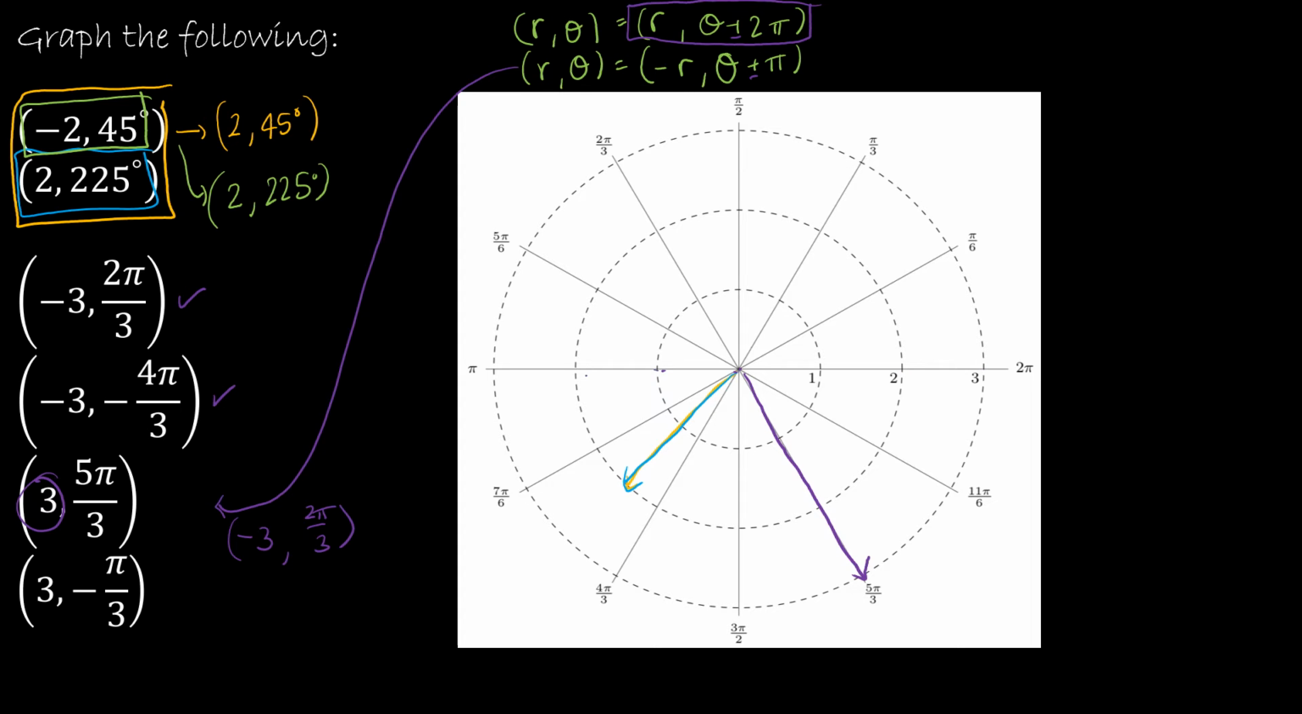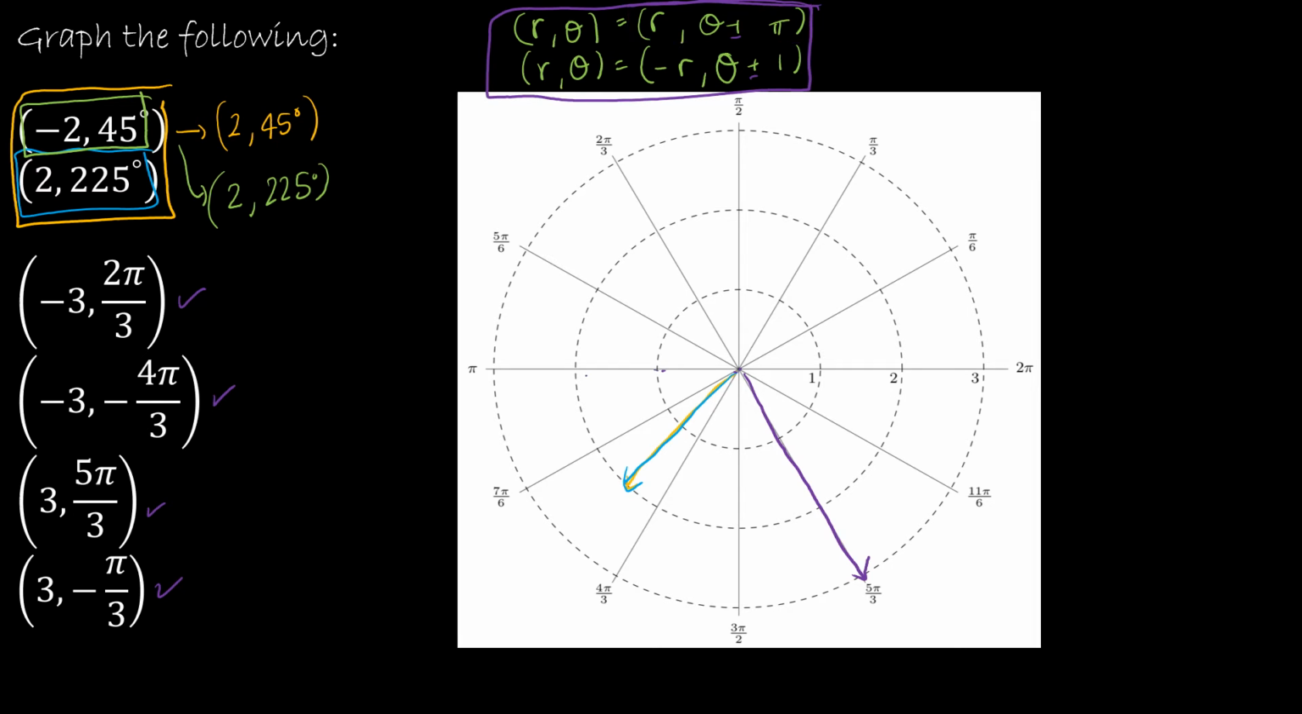And then for the last one, (3, -π/3), again 3, and then I would go now in the negative direction, -π/3. And again, the reason that I bring that up is because you might be asked to find many more representations of the exact same point. All I did was use variations of these two identities. So keep those in mind as we're going forward through this lesson.